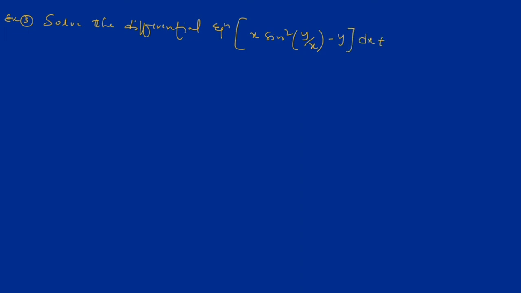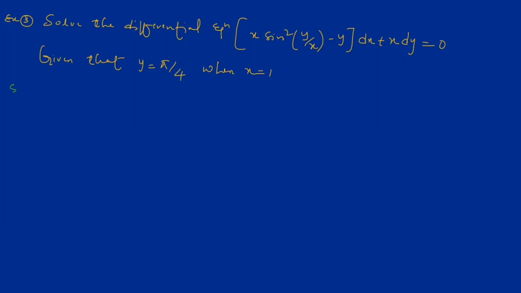Example 3. Solve the differential equation x sine square y by x minus y dx plus x dy, which equals 0, given that y equals pi by 4 when x equals 1, right?